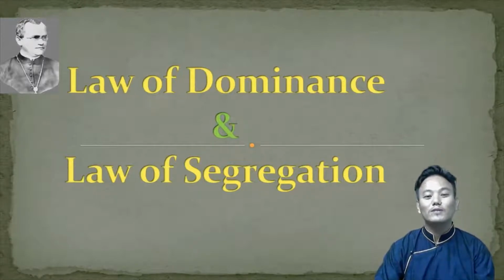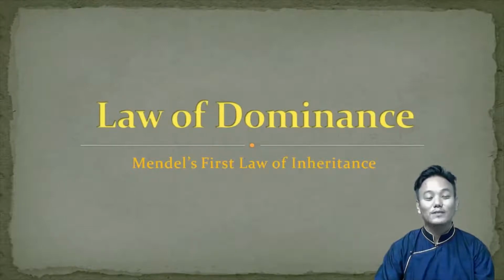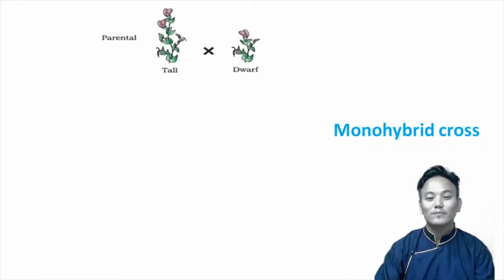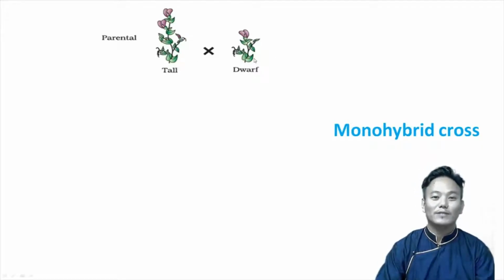So the law of dominance and law of segregation. Law of dominance is Mendel's first law of inheritance, and like I said, it is based upon Mendel's result of his monohybrid cross. So let's take a quick revision of Mendel's monohybrid cross. In Mendel's monohybrid cross, Mendel took two parental individuals which differed in one character. Over here, we have taken a tall pea plant and a dwarf pea plant. They both differ in one character, which is the stem height. So stem height is the character, whereas tall and dwarf are the two contrasting traits of that particular character.